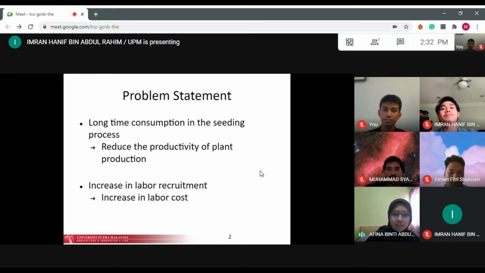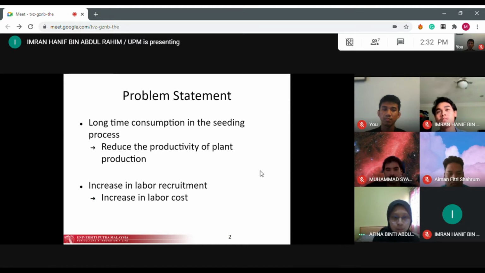The first one is about the problem statement of our project. The first problem statement is long time consumption in the seeding process. In most agriculture, the seeding process is usually done manually, and this is time consuming. When this happens, it reduces the productivity of plant production.